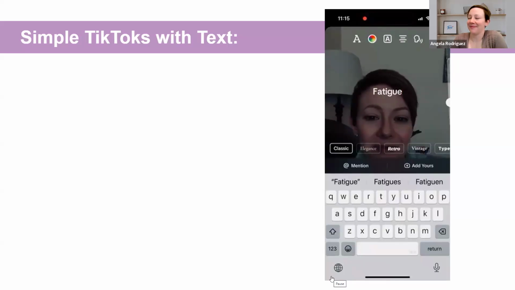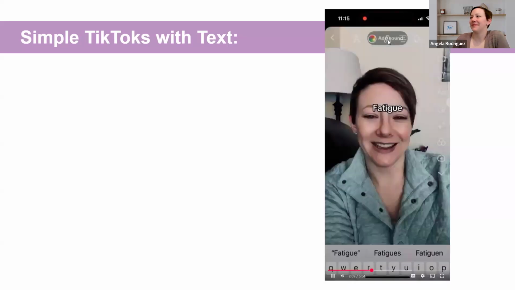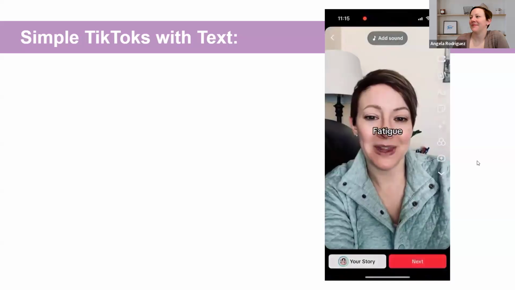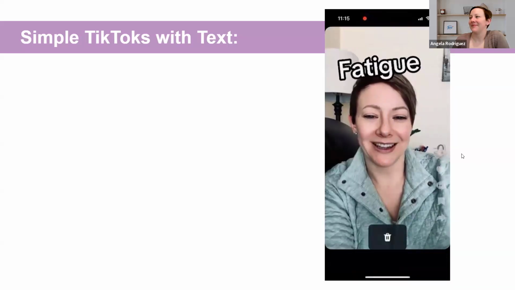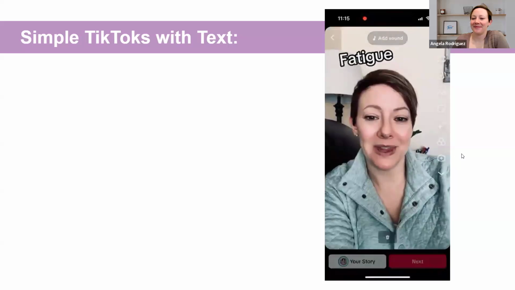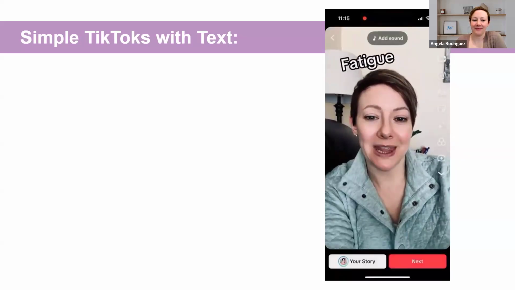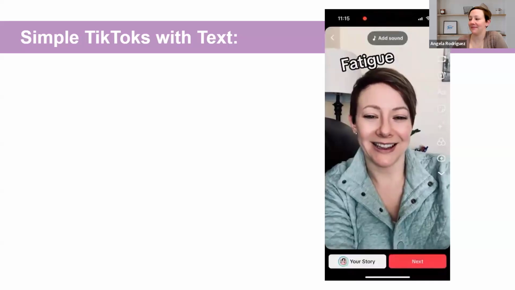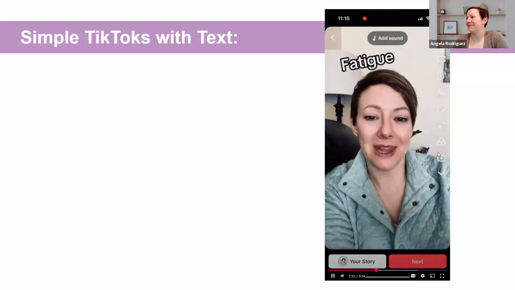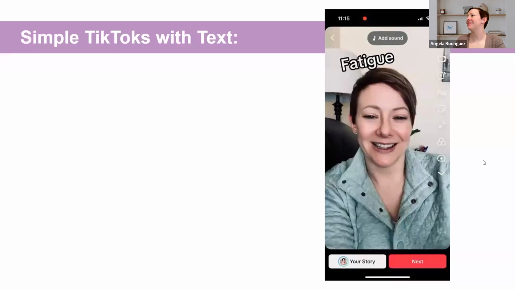If you go up to the top here, this little A in the box in the middle will automatically change the text setup for you. You can just drag it and pinch your fingers to resize it. Don't put it too close to the edge because it will get cut off by some of the other things that show up on TikTok around the edges. You can leave that text up during your whole video.